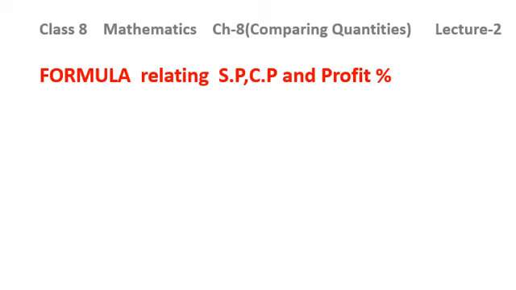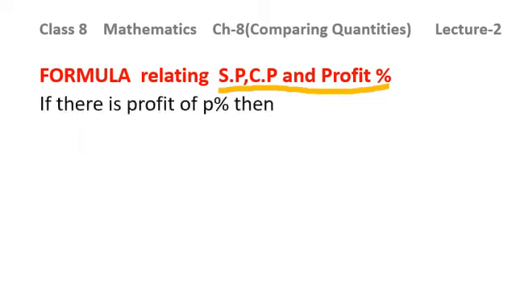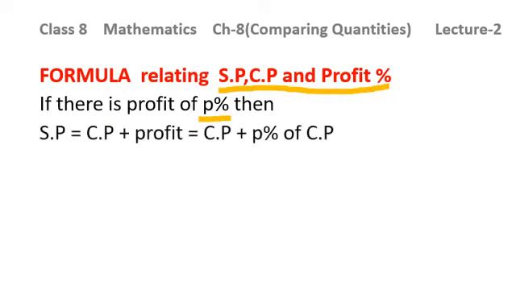So this is the formula relating SP, CP and profit percent. If any one of them is unknown to us, then we can use this formula. So let us see how we will proceed. If there is a profit of P percent, then SP is equal to CP plus profit. We know this.